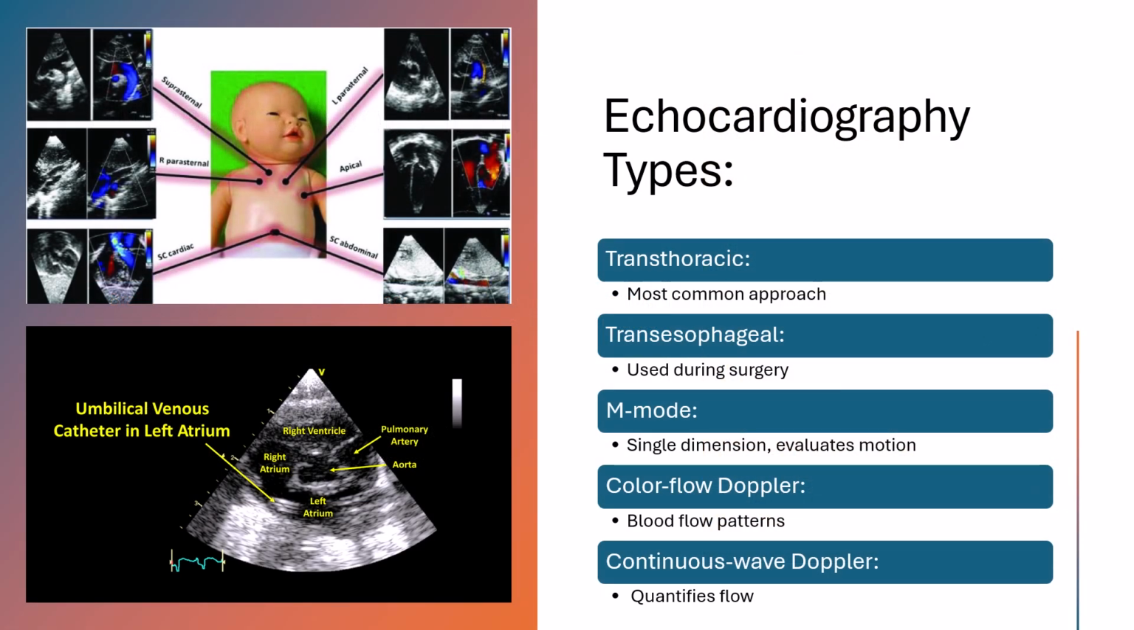There are several types of echocardiography you should understand for the exam. Transthoracic echocardiography is the most common approach used in neonates. Transesophageal echocardiography is rarely used in neonates except during cardiac surgery. M-mode echocardiography provides a single-dimension view and is useful for evaluating cardiac valve motion and ventricular function. Color flow Doppler shows patterns of blood flow and helps identify restrictions or regurgitation. Continuous wave Doppler quantifies flow across valves and estimates pressure gradients.